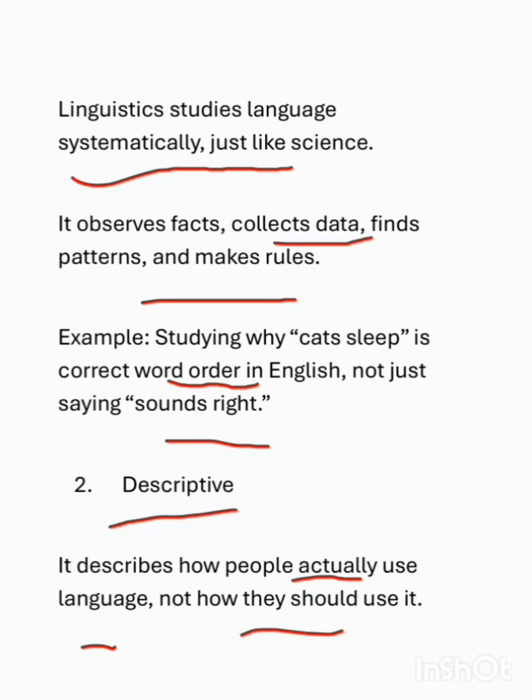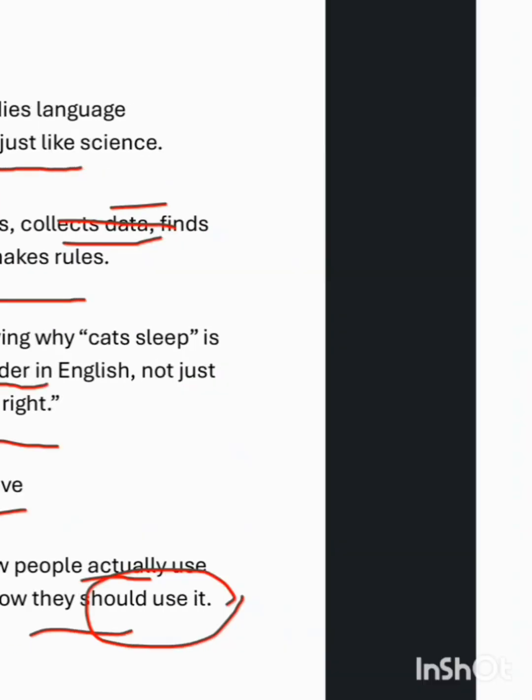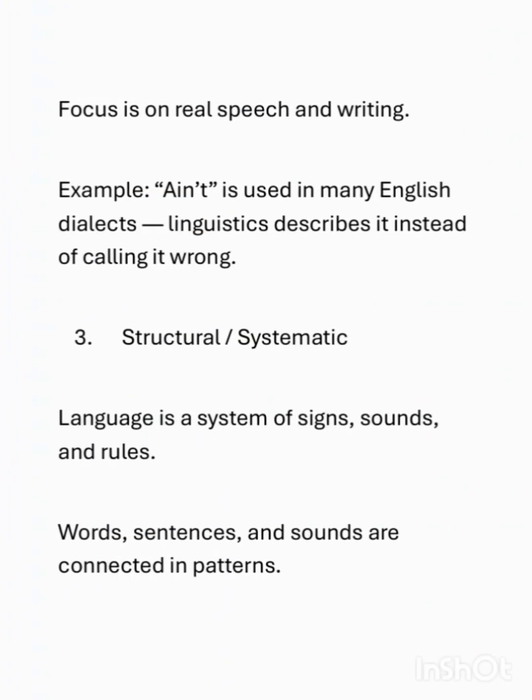In different regions people use language differently. So the example I have given you of "ain't", that "ain't" is a short form of "is not," "am not," or "are not." This is not wrong, but in some regions it is said to be wrong, and in other regions it is called right. So we study how people use it, not just what is wrong and how people should use it. Then the focus is on real speech and writing. So this example, "ain't," I have given you.